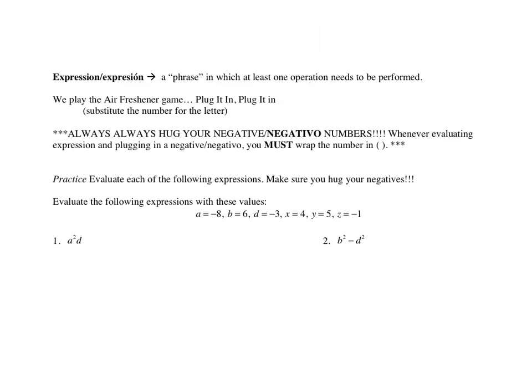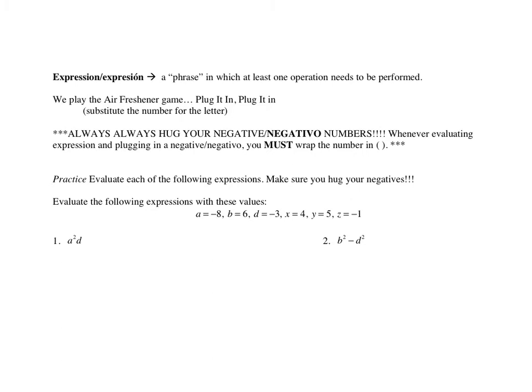So now what we're going to look at is evaluating expressions. An expression is a phrase in which at least one operation needs to be performed. So I'm just giving you the heads up. The parentheses police are coming in. Every time you plug in a number, we need to put parentheses around them. So when we do this, we call it the air freshener game. So for instance, if your room stinks, you plug in some air freshener and we just plug it in, plug it in. So here's how it's going to work.